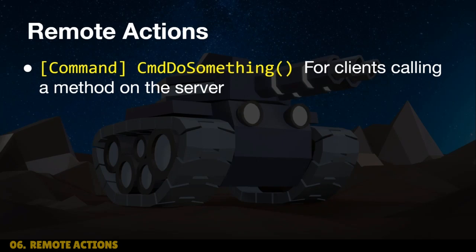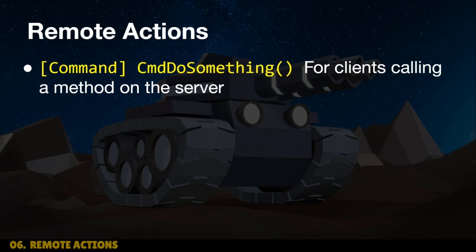So in an FPS, you might want to shoot, or in an RPG, you might want to pick up an item. In, for example, this game, what we're making right now, we want to set our name. That's kind of universal. So we would make a function, a method, called CommandSetName or CmdSetName. It has to be capital C, lowercase md, and then the name of your function, so CmdSetName.